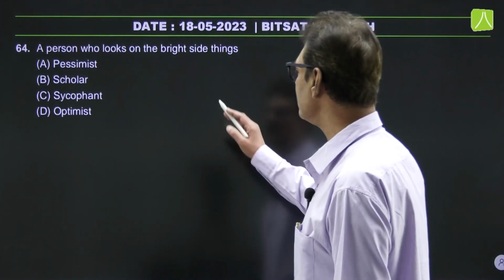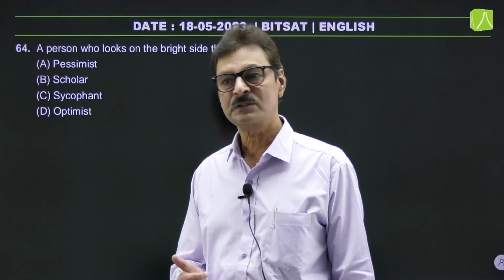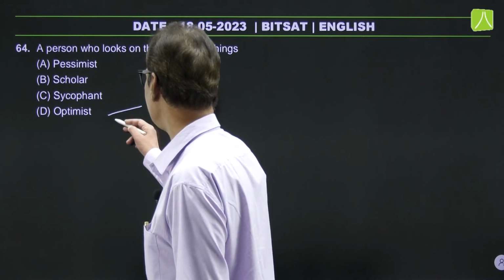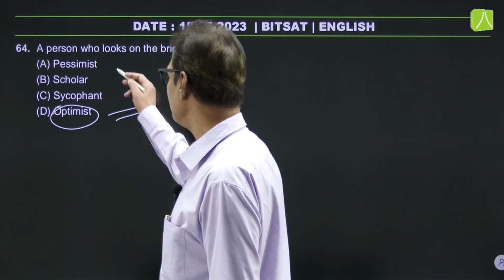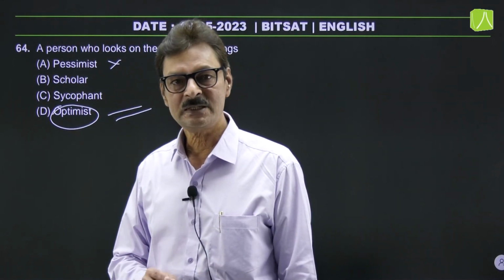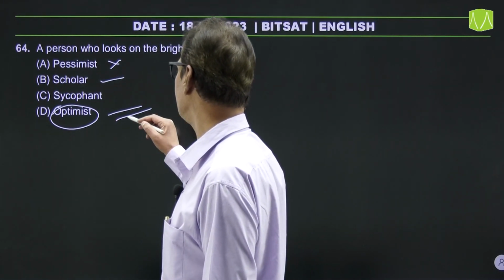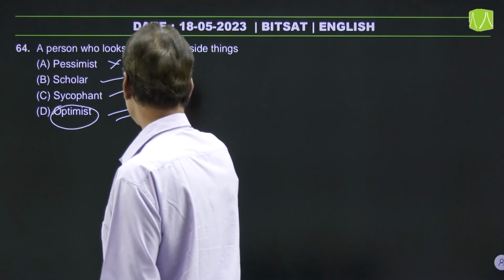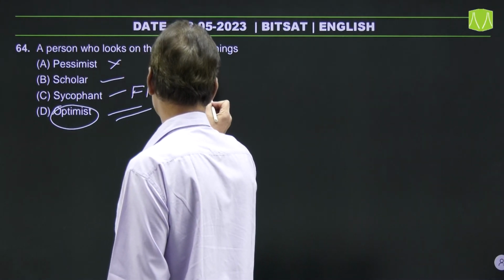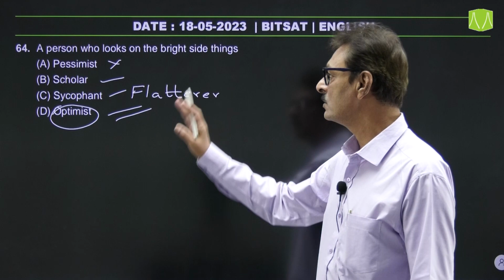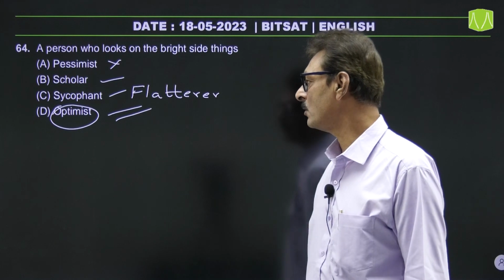The next one, a person who looks on the brighter side of life, one who is always hopeful, who always thinks positive. So, what is the correct option? Straightway the correct option is optimist. Pessimist becomes the antonym. A pessimist is a person who sees the darker aspects of life. A scholar is a learned man, nothing to do with the phrase given. And a sycophant is what we call in Hindi chaplus, a flatterer. So, the correct option for question number 64 is optimist.